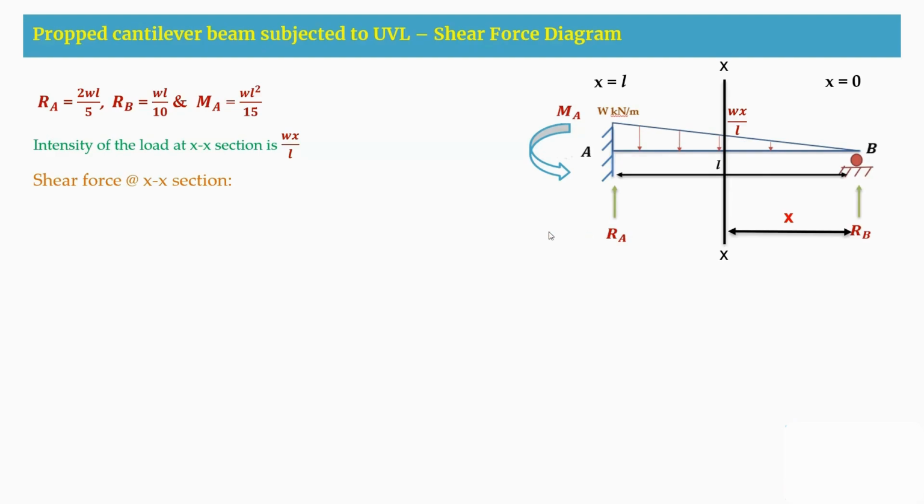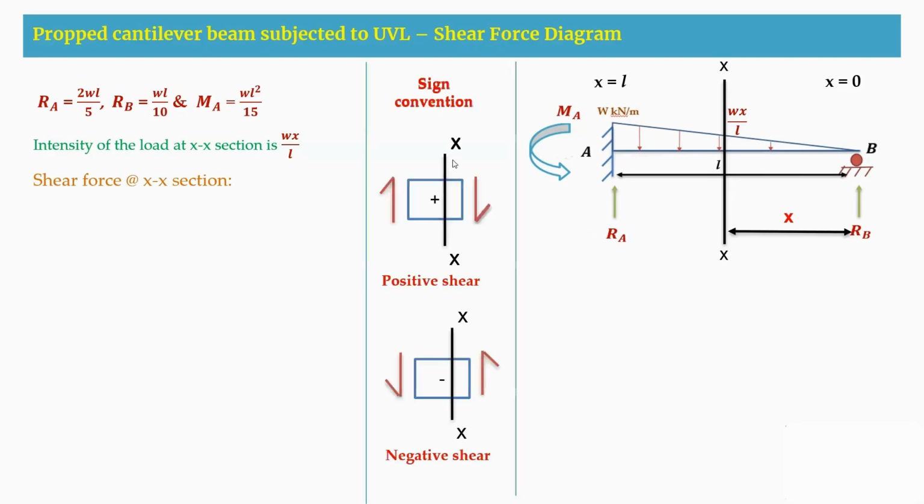Before writing this, we are going to see the sign convention. Towards the section, on the left hand side or on the right hand side, if the shear force is in the clockwise direction towards the section, then I'm considering it a positive shear. When towards the section I'm getting an anti-clockwise direction, then the shear is considered a negative shear. So this is the sign convention we are following. Now I am writing a shear force equation.